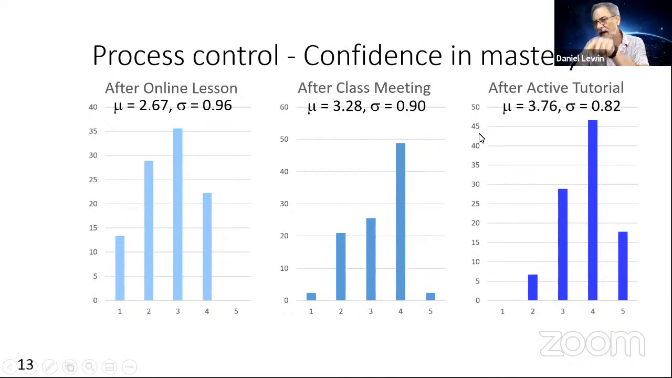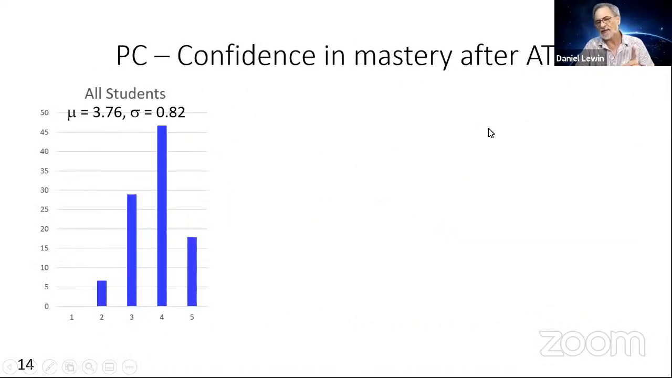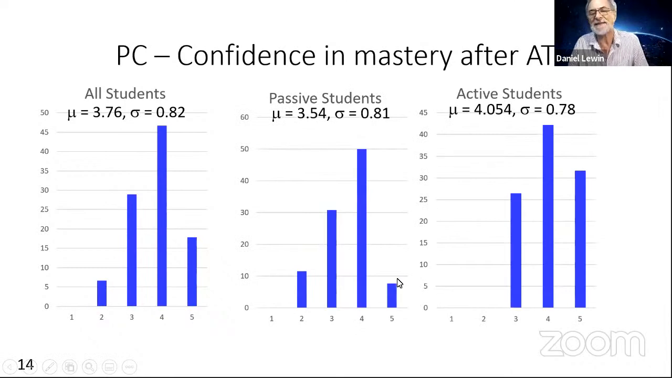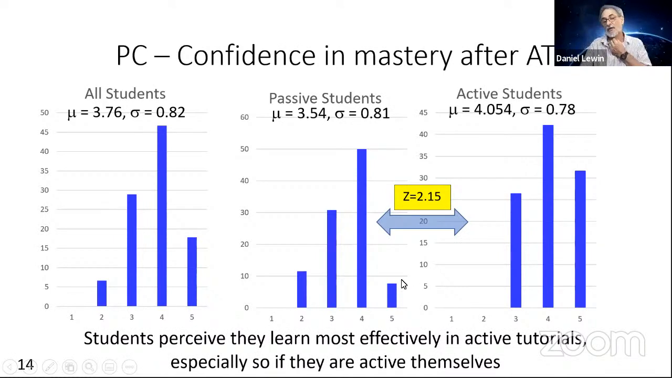What's also interesting, we take that last distribution and analyze it separately for the students who are passive and the students who are active. And again, from observing their online activity and looking at their attendance of the other sessions that we have, it's easy to separate. If you do this analysis separately for the passive students in the flipping approach against the active, there is a significant difference between them. So what you can say is, not only do the students think they learn the most from active tutorials, they learn even more if they're themselves active. That's a good message to carry on.